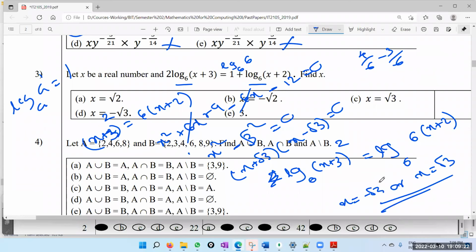Okay. So two answers are there. X is minus root 3, x is plus root 3. Third one answer is C and D.